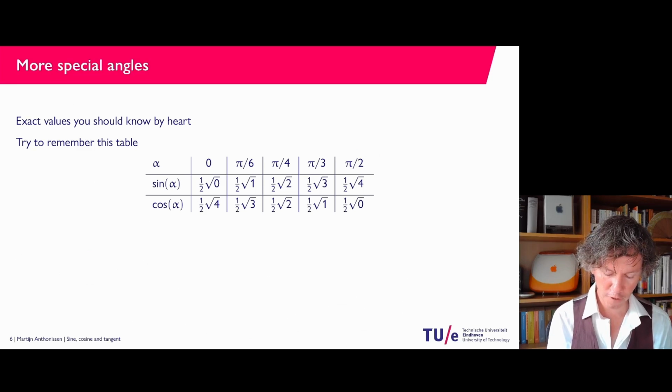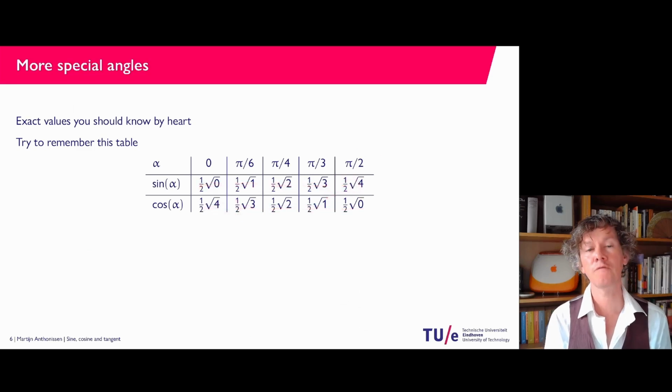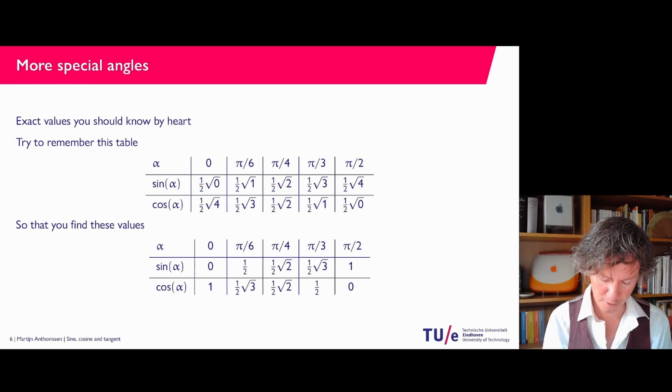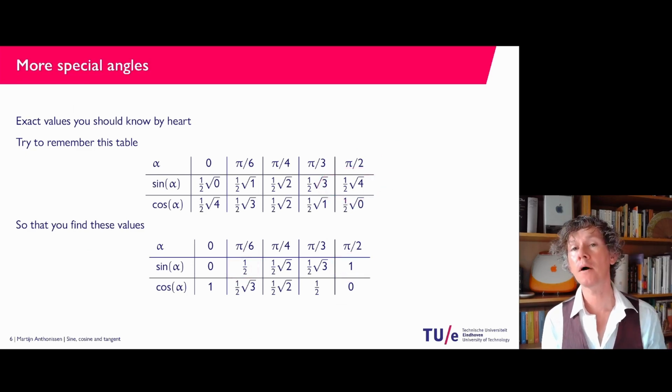So if you read the sine values in this direction, then if you put those same values in reverse direction, you have the cosine values. And of course you can simplify this table a little bit because square root of 0 equals 0, so this is just 0. The square root of 1 equals 1, so the sine of pi over 6 is just 1/2. And then here we have a half square root of 4. Square root of 4 is 2, so that just gives a 1 here. So these are the values you should know by heart.